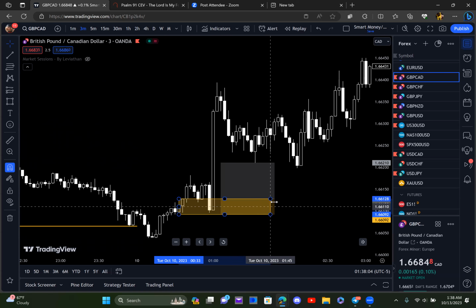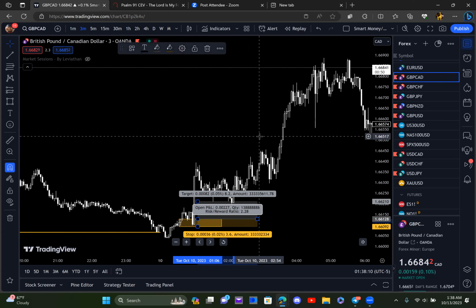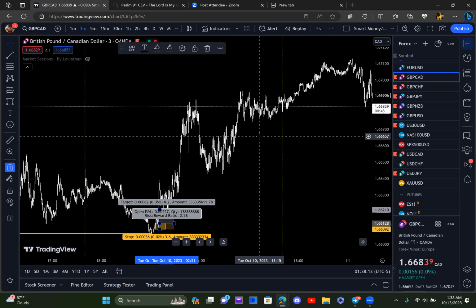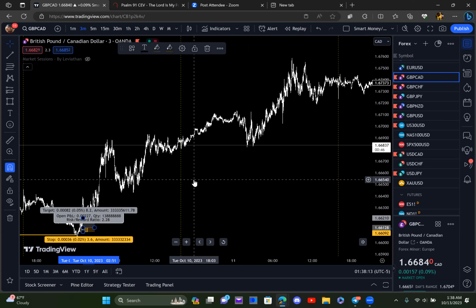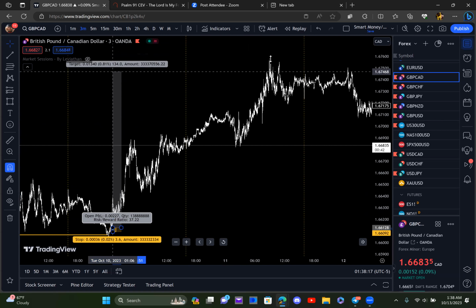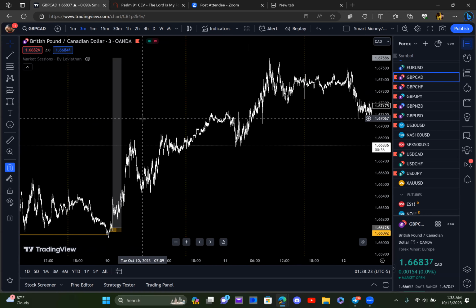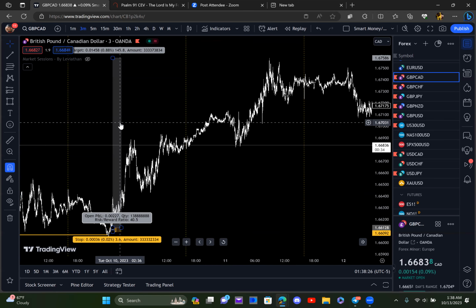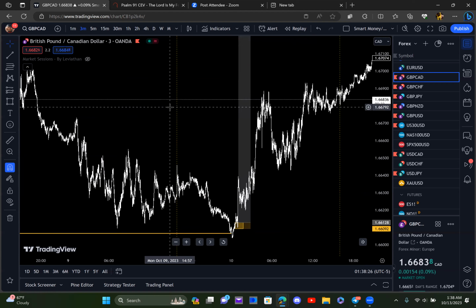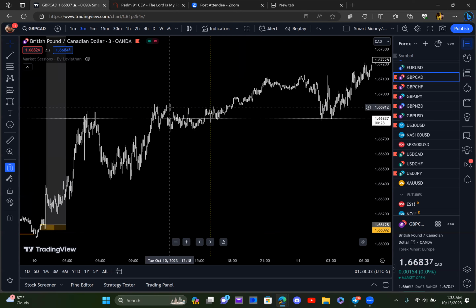3.6 pip stop. All right. And it went all the way up here for 145.8 pips. Yep. And what's my risk to reward ratio? 40.5. Come on, man. Y'all see that? I'm not cherry picking. I'm not cherry picking.